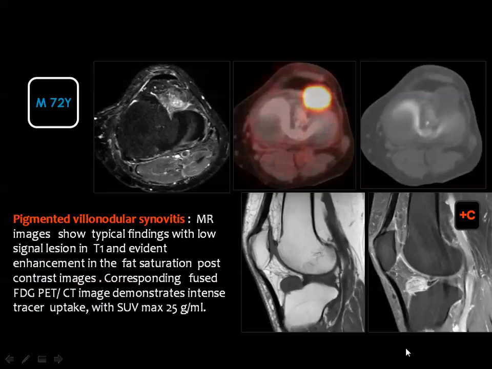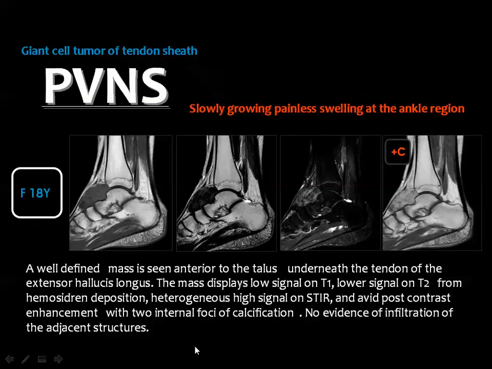Then this is one of the most classic locations of pigmented villonodular synovitis in the knee joint. It's located in the anterior aspect of the knee in Hoffa's fat pad. The lesion will show intermediate signal in the T1 and some increase in the signal in the STIR image. After injection of contrast, you can see significant contrast enhancement. And of course, if you have a PET CT, it will show an increased tracer uptake.